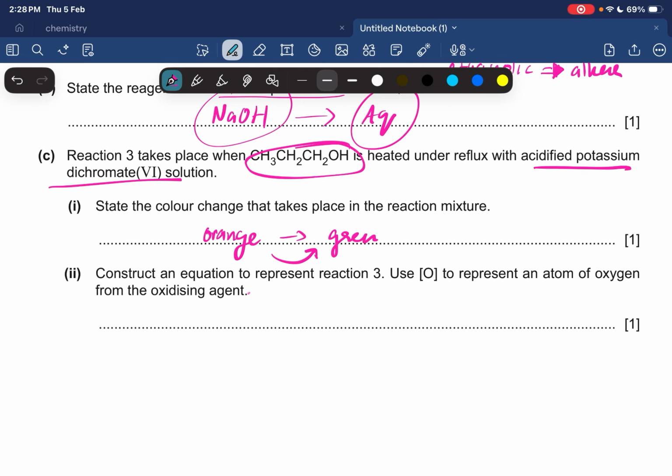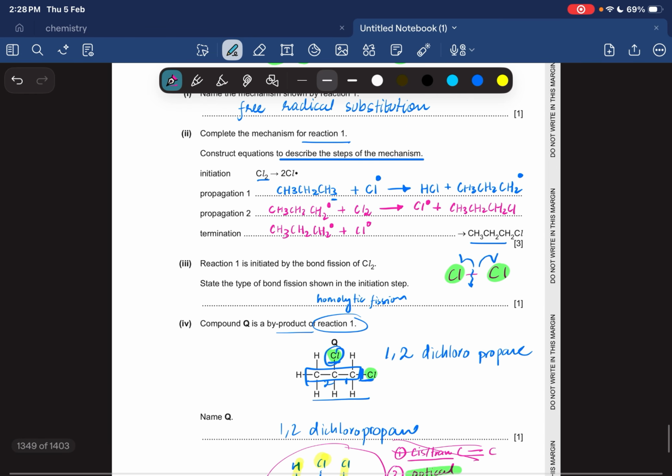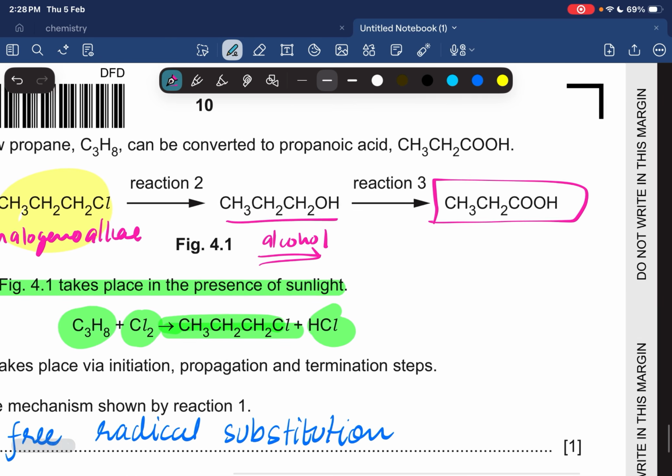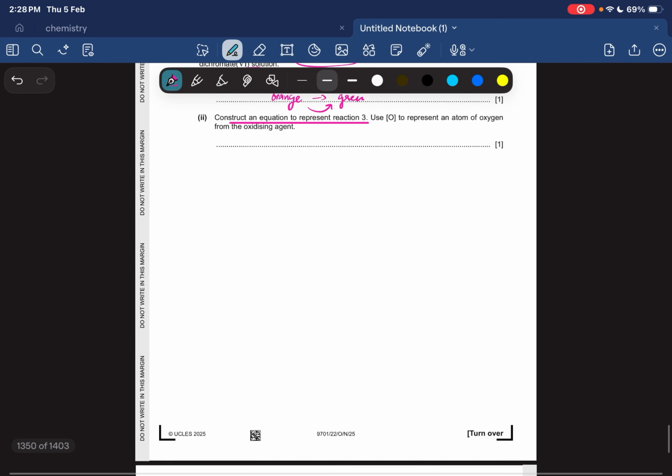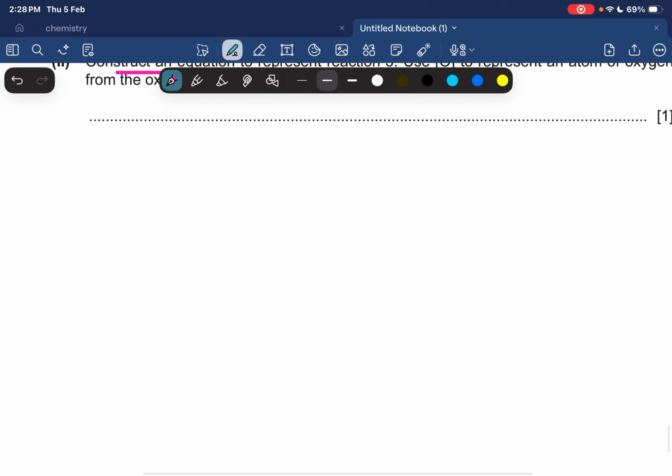Construct an equation to represent reaction 3. So we have to construct an equation to represent this reaction right here. Why do they ask this? Because they know that you're not going to forget that water is also going to be formed over here. I'm going to show you how and why. What happens is that you have an alcohol, right? Let's take this alcohol, whatever this thing is.